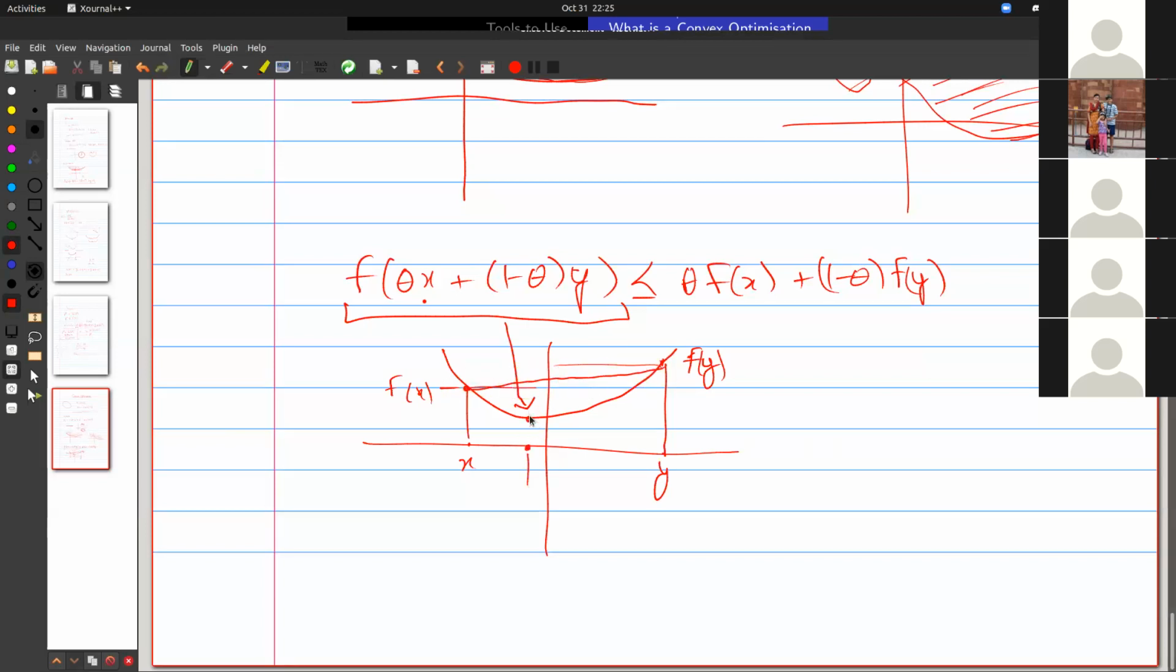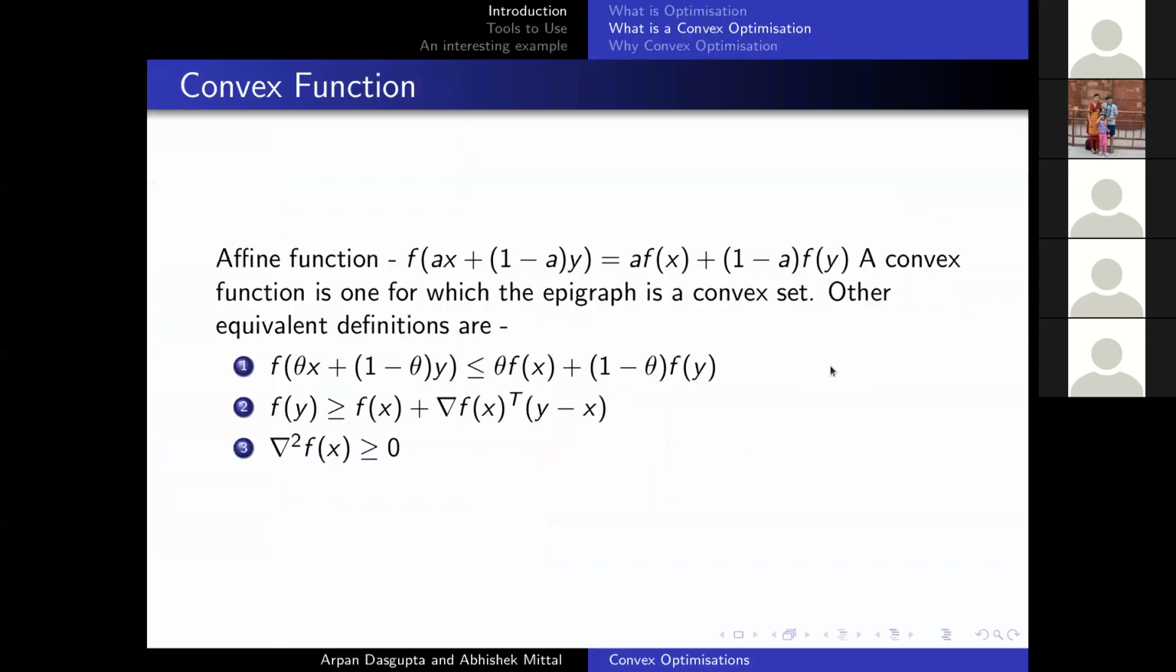I don't know how much I could explain it, but this is what it means geometrically. So this is the main definition of a convex function. Now the other equivalent definitions are these. So this is called the first order condition.